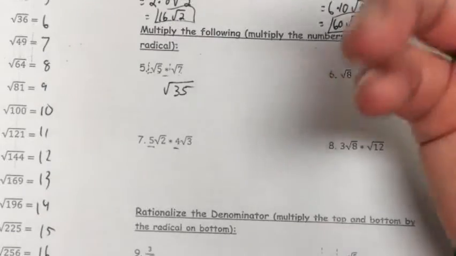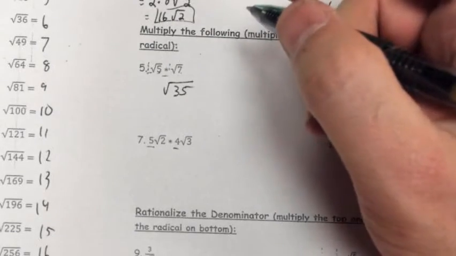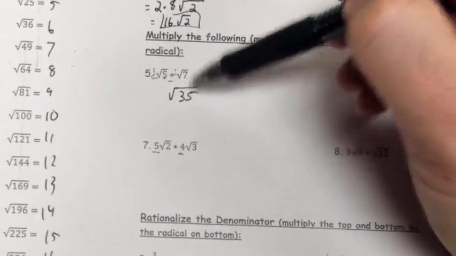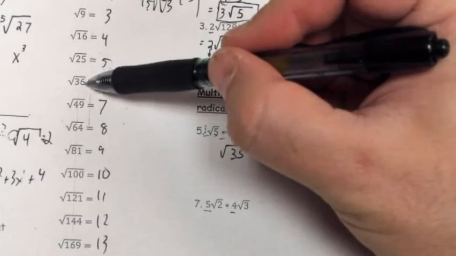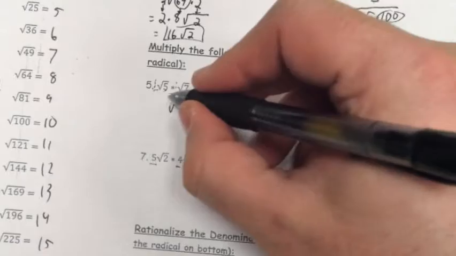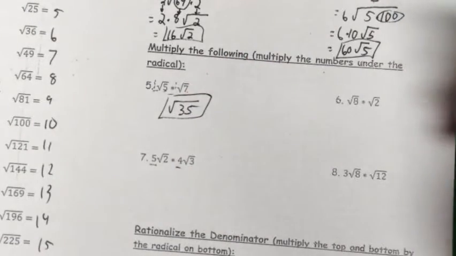It's that simple. Afterwards, we want to check to see can we simplify this further? And in this case, 35 cannot be divided by 36, 25, 16, 9, or 4. So this can't be simplified. It's just square root of 35.